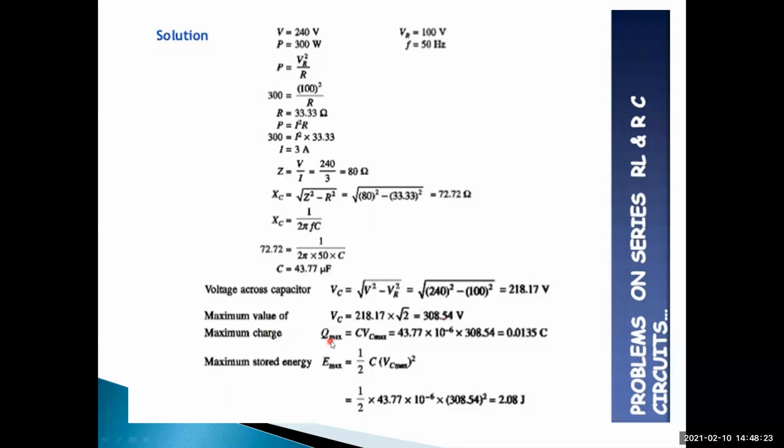Maximum charge is Q maximum is equal to C into V maximum. C is 43.77 into 10 to the power minus 6, and VC maximum is 308.5, so Q is 0.0135 coulombs. Maximum stored energy in a capacitor is half CV square, while energy stored in an inductor is half Li square. Here, half C times VC maximum squared, with VC maximum 308.5. By substituting this, you get 2.08 joules. This is the solution.